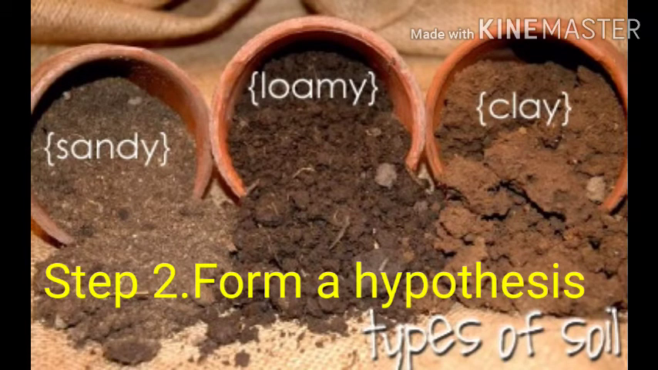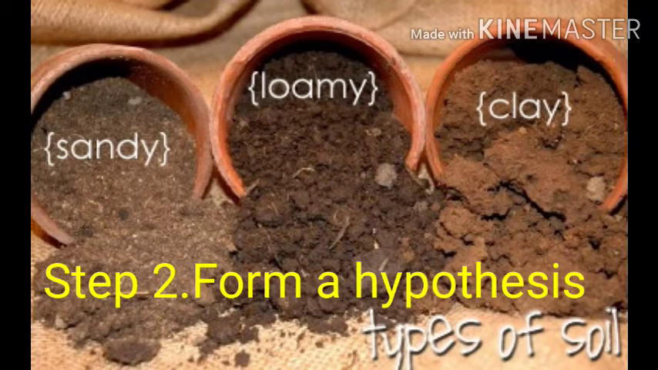In the second step, you have to form a hypothesis. Hypothesis means the possible answer that can be tested. For example, now you are taking in this experiment three types of soil, that is sandy soil, potting soil or loamy soil, and clayey soil. So these three types of soil, in that you are sowing same type of seeds, that is the bean seeds. So type of seed is same, but type of soil is different.